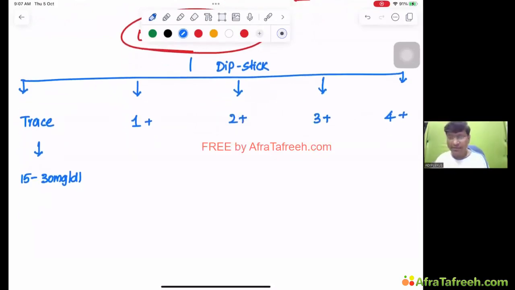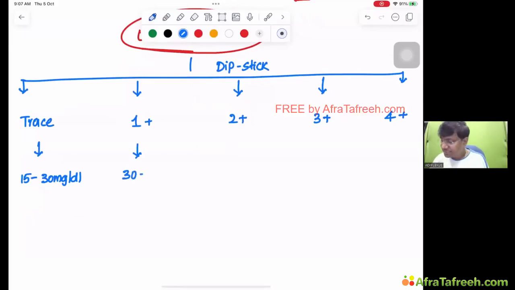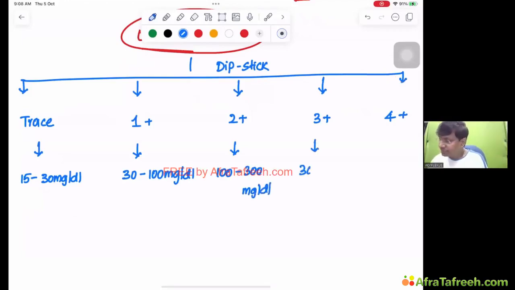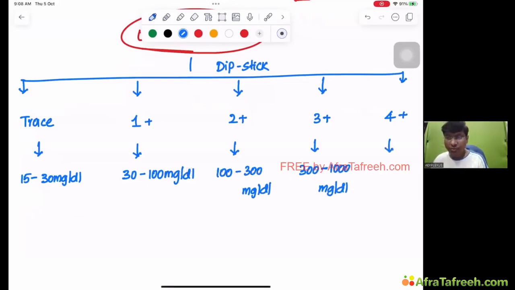We consider it as 1 plus when the quantity of the protein present in the urine is around 30 to 100 milligrams per deciliter. We consider 2 plus when it is around 100 to 300 milligrams per deciliter. We call 3 plus when it is nearly 300 to 1000 milligrams per deciliter. And we call 4 plus when the quantity of the protein is more than 1 gram per deciliter.